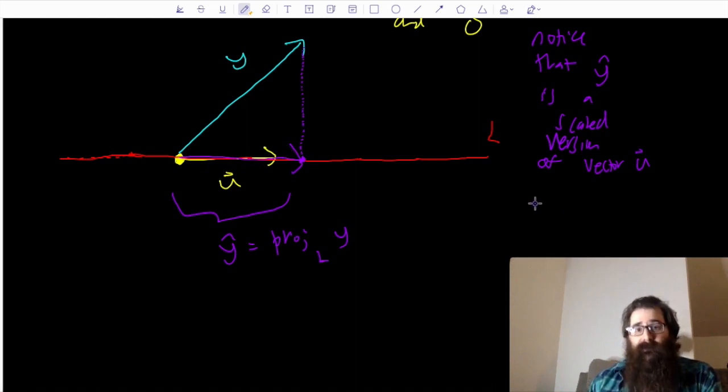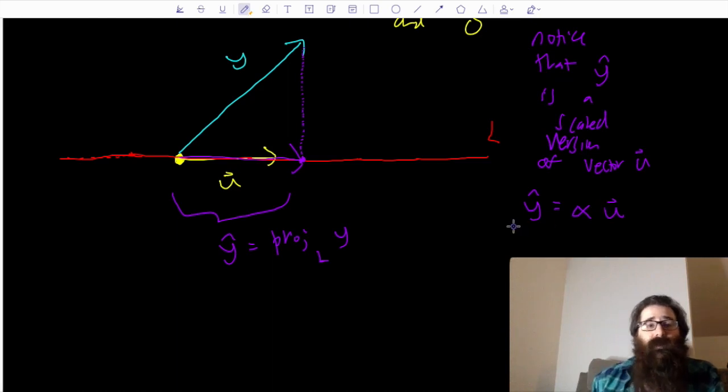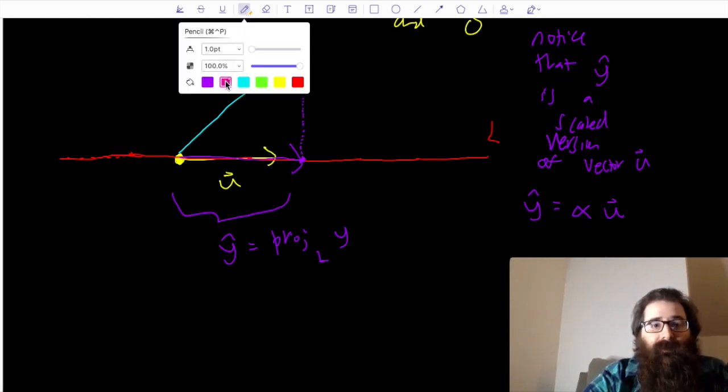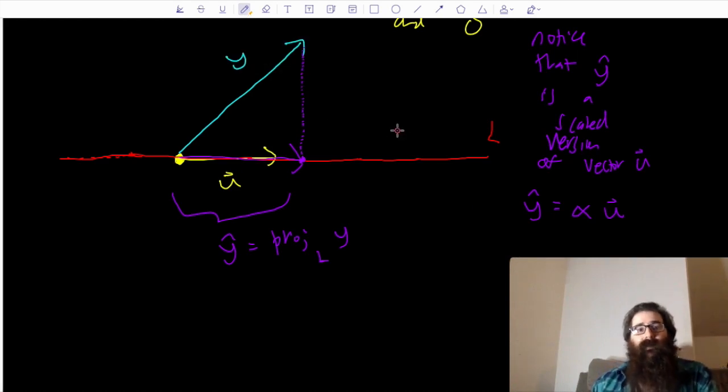So that means that y hat is some scalar, let me call that number alpha, it doesn't matter what you call it, alpha times vector u. So my projection y hat is some scalar times vector u. But there's another very important piece to the puzzle here, and it's this dotted line in purple. Let me talk about it a bit in pink. I haven't given it a name yet. Let me just give it a name, z.